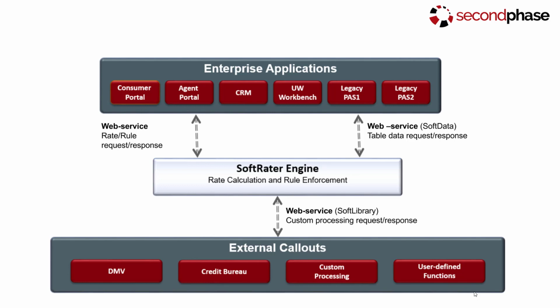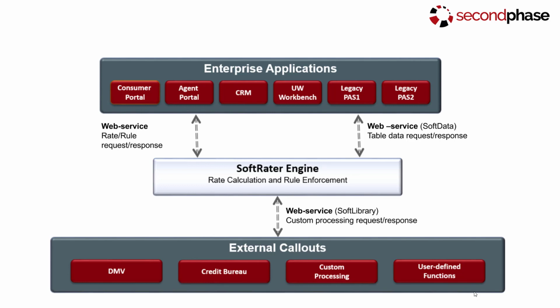You can do some custom processing or even create user-defined functions. And that response would come back to the SoftRater engine, and then the rating logic would pick back up where it left off using any of that external callout data to continue processing the rates, doing the rate calculation and rule enforcement, and then return the final results back to the calling applications.